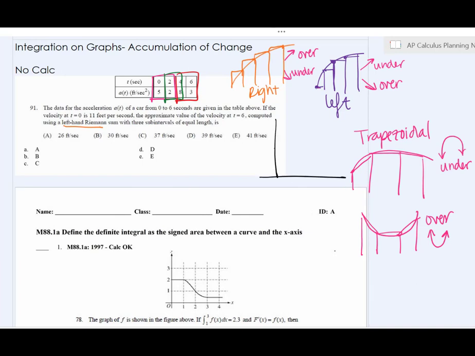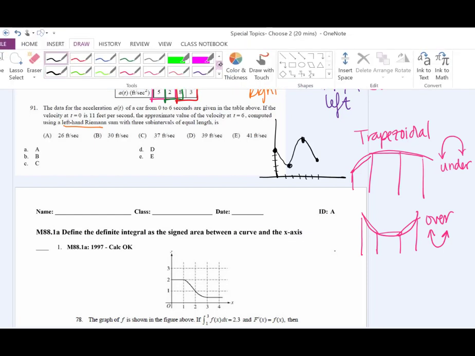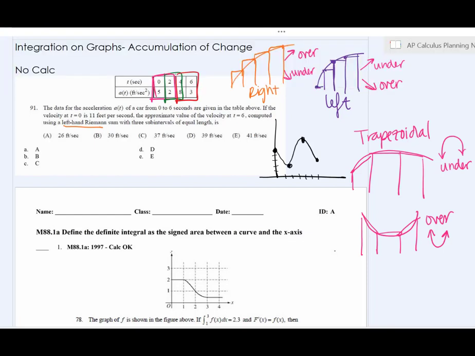I know it's 0, my output's 5. At 2, my output is 2. At 4, my output is 8. And then at 6, my output is 3. So what we're doing here is taking that left-hand Riemann sum. And this looks like it's probably a curve. I don't know. But that first rectangle is going to be this pink guy right here. And we're going from 0 to 2, but we're using that left-hand value.